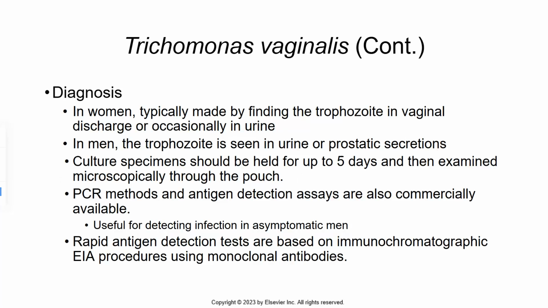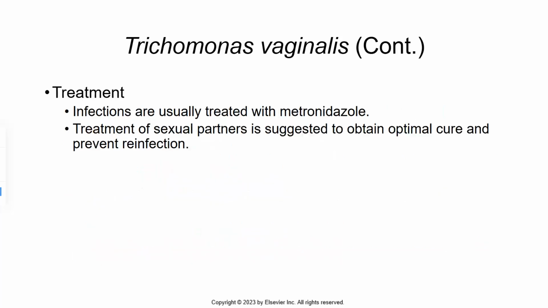In women, it's typically diagnosed by finding the trophozoite in vaginal discharge or occasionally in urine. In men, the trophozoite is seen in urine or prostatic secretions. Culture specimens should be held for up to 5 days and then examined microscopically through the pouch. So in order to identify these guys, we would inoculate a specimen into pouch media, and the pouch is put directly under the microscope. PCR methods and antigen detection assays are also commercially available. Rapid antigen detection tests are based on immunochromatographic EIA procedures using monoclonal antibodies. Treatment: metronidazole. Treatment of sexual partners is suggested to obtain optimal cure and prevent reinfection.